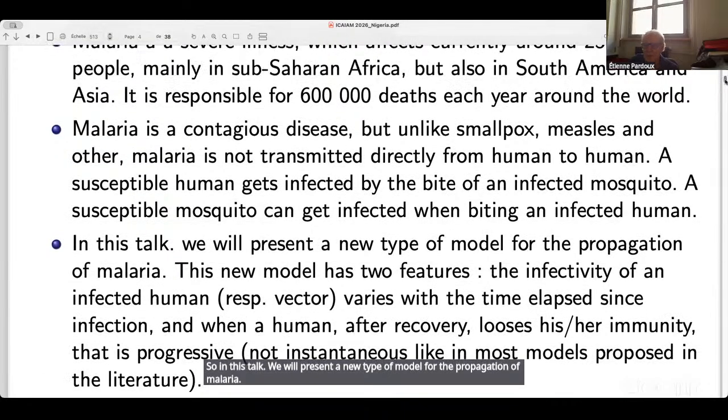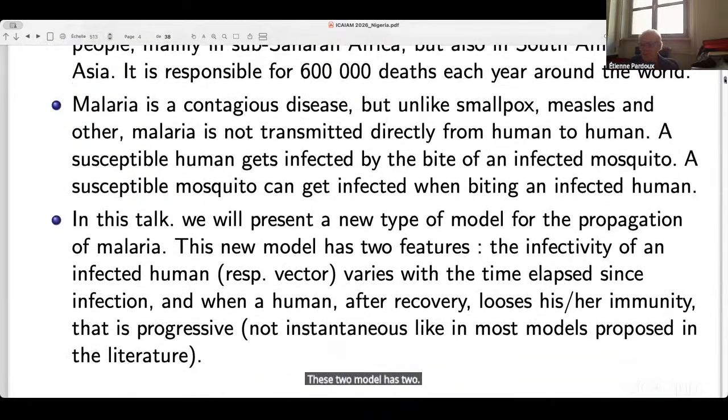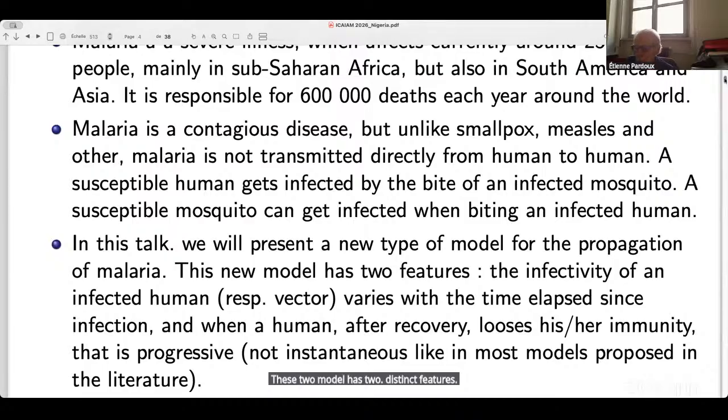This new model has two distinct features. First of all, the infectivity of an infected human, but also of the infected vector, the mosquito, varies with the time elapsed since infection. And when a human, after recovery, loses his or her immunity, that loss is progressive, not instantaneous like in most models in the literature.